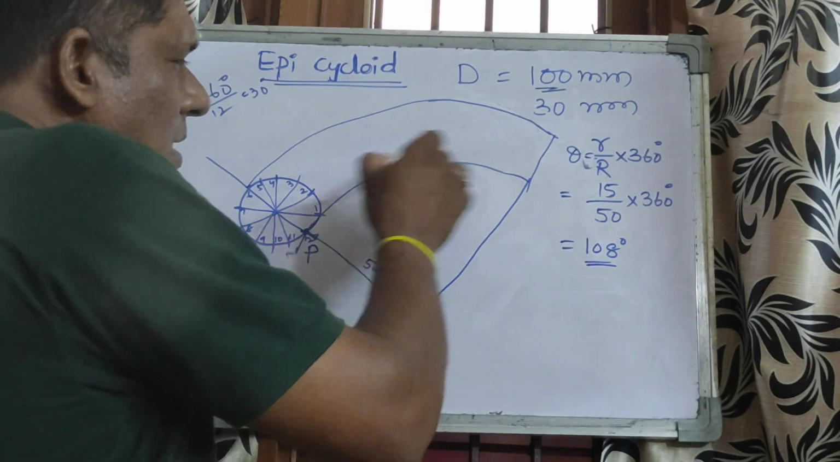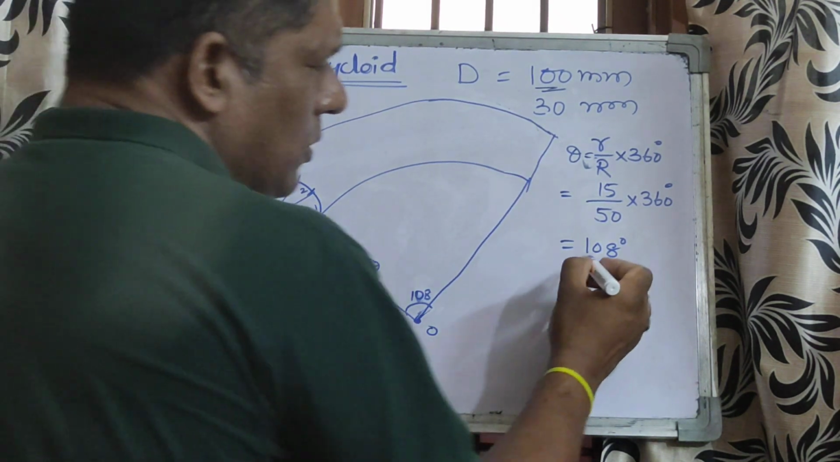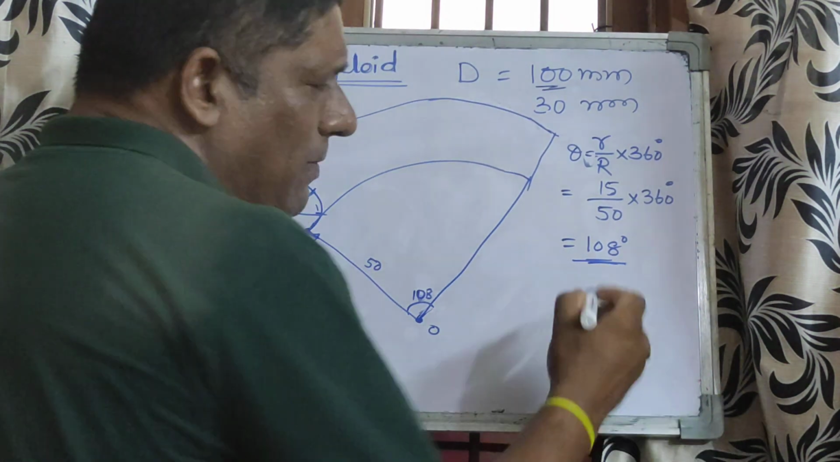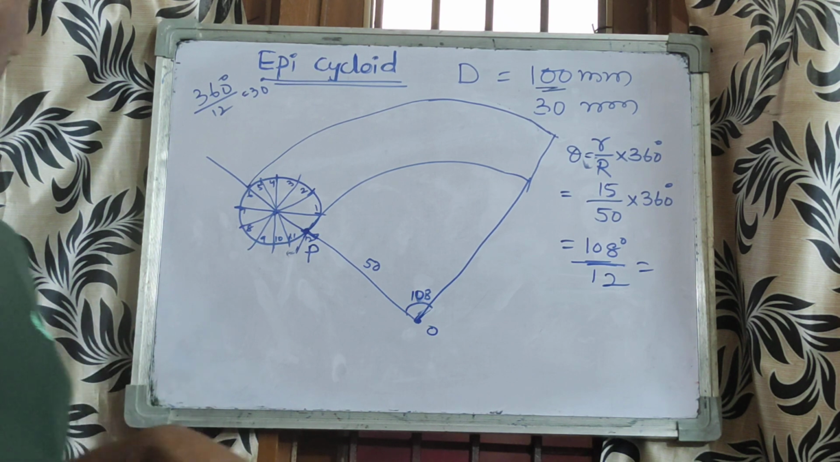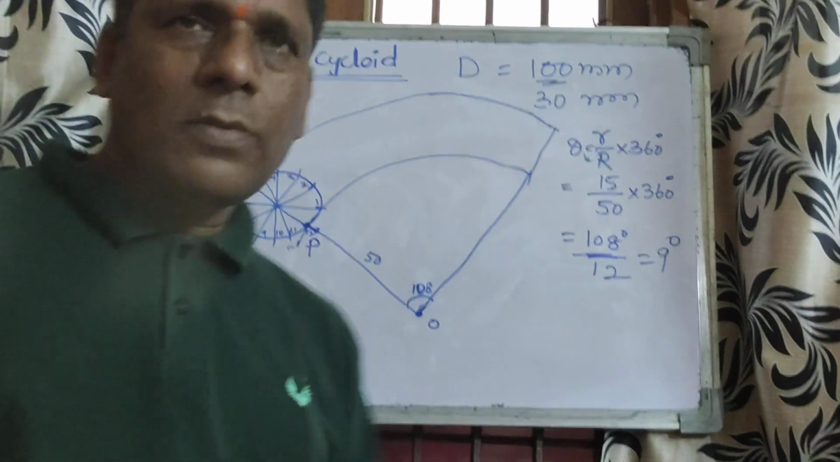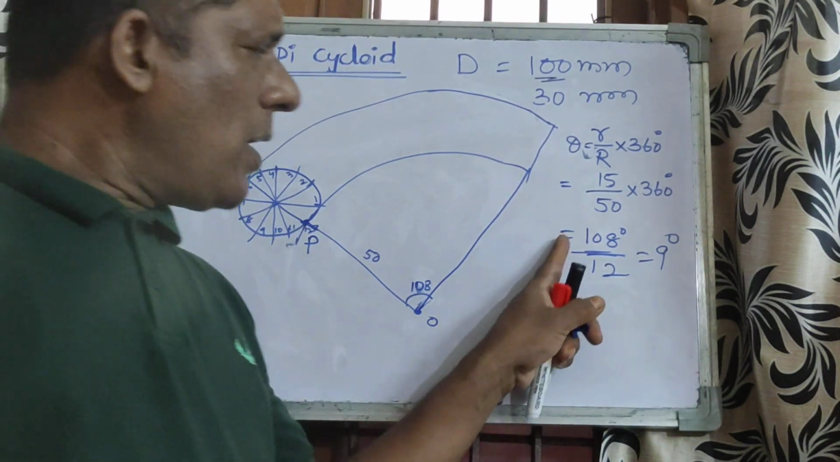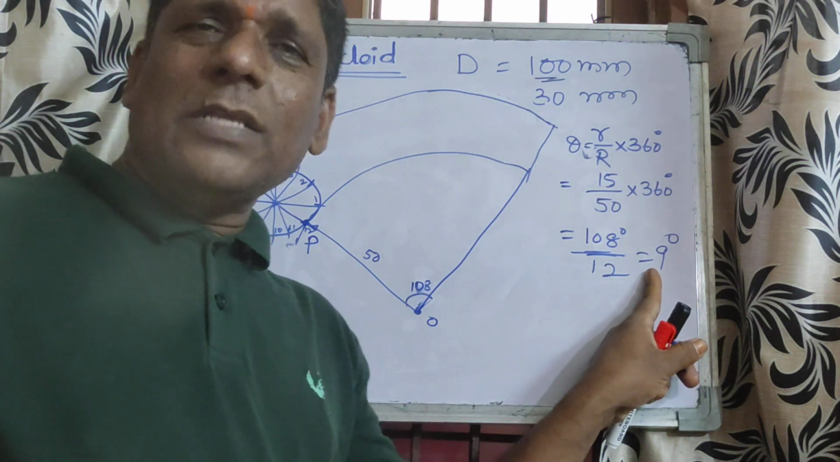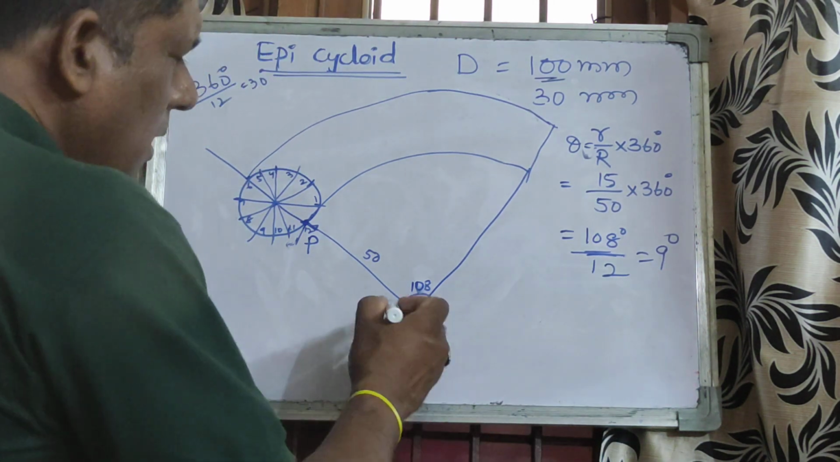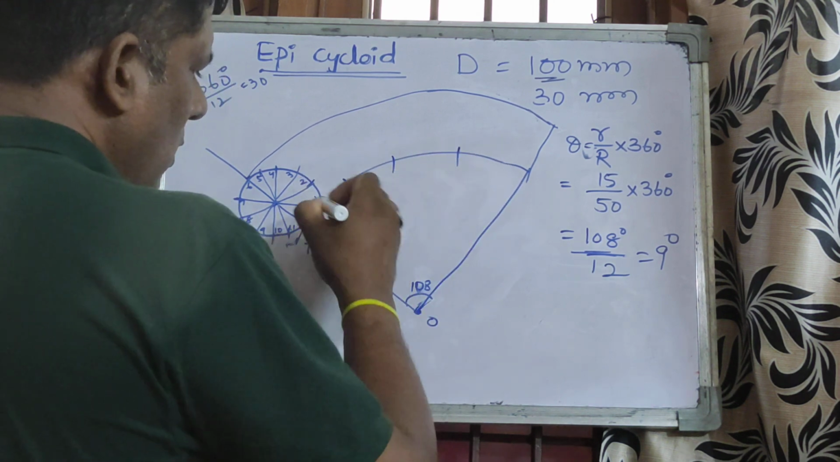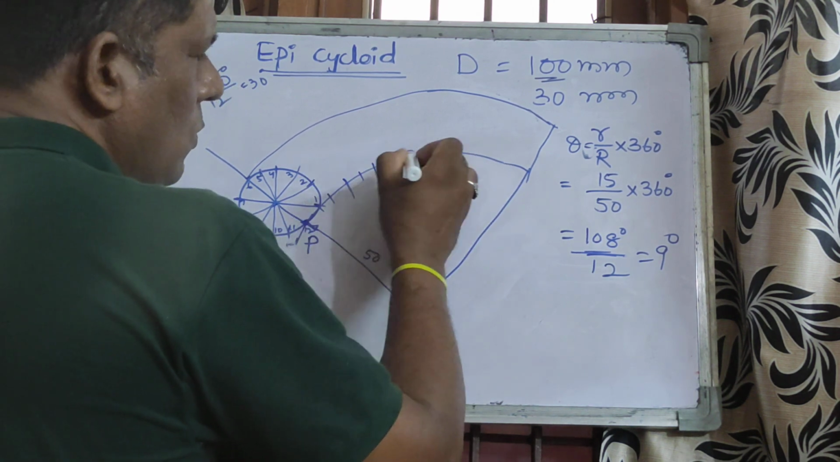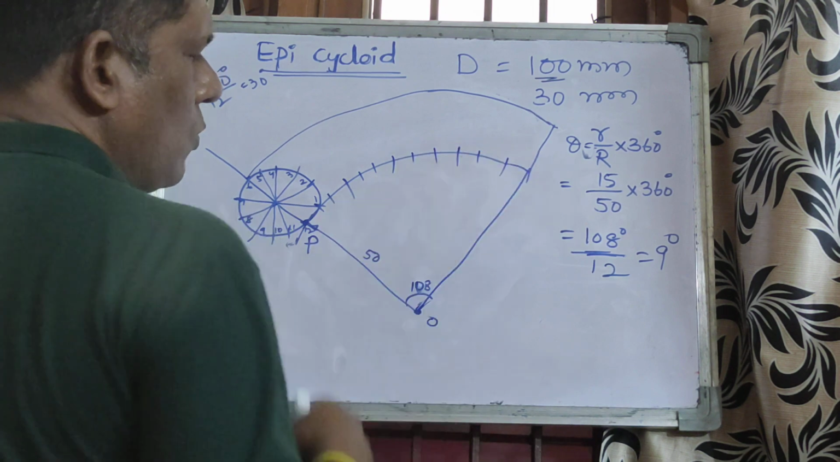And here the angle we got is 108 degrees. So this is also divided by 12. 108 divided by 12. So tell me what is the angle? So 108 divided by 12, you will get 9 degrees here. So each 9 degrees means 12 parts you will get. So 1, 2, 1, 2, 12.